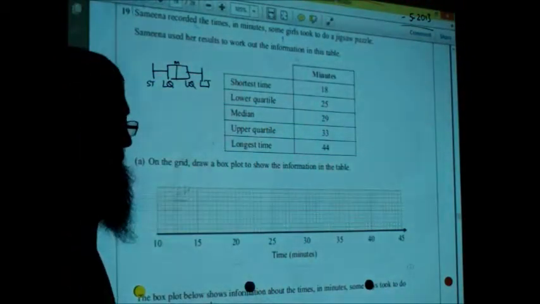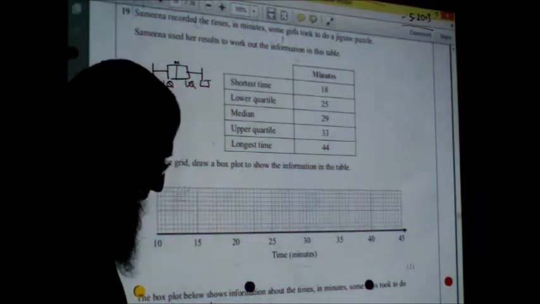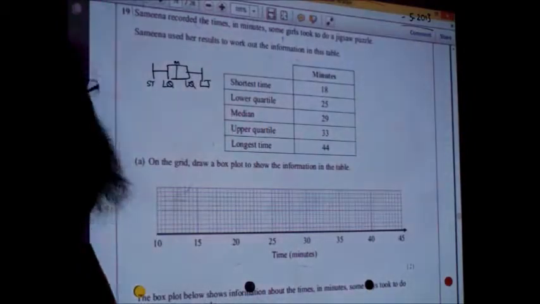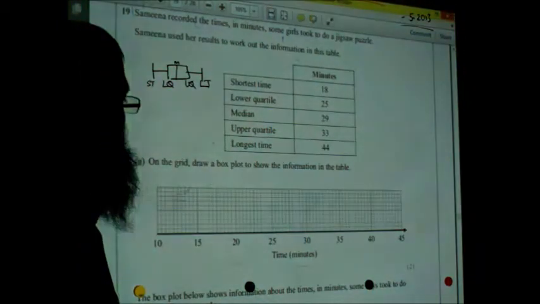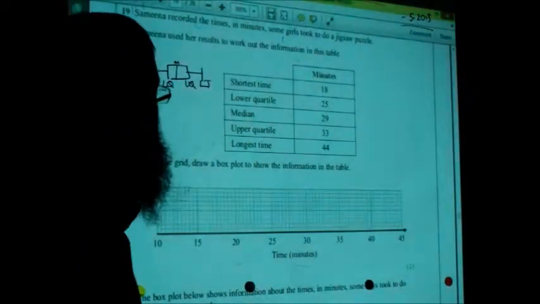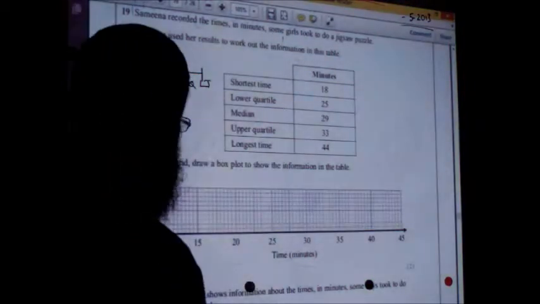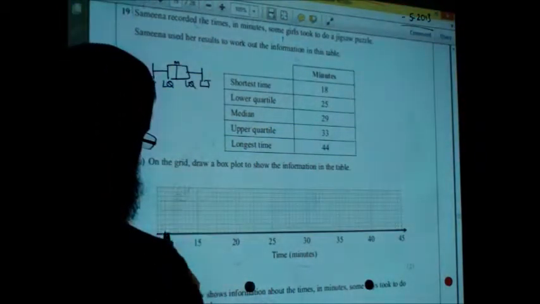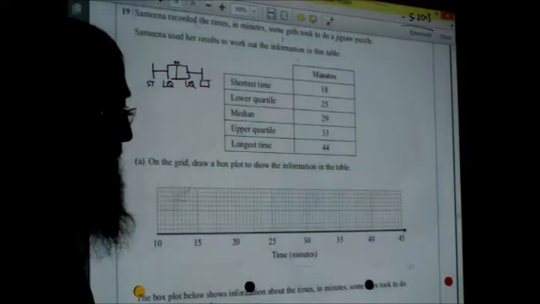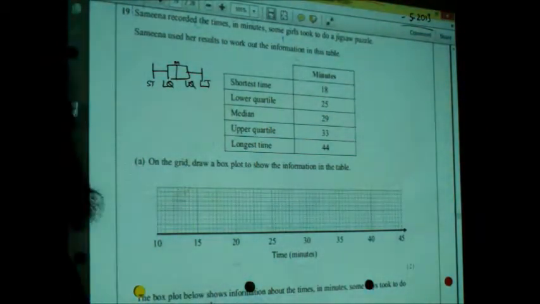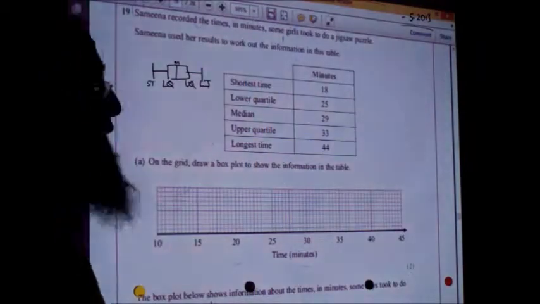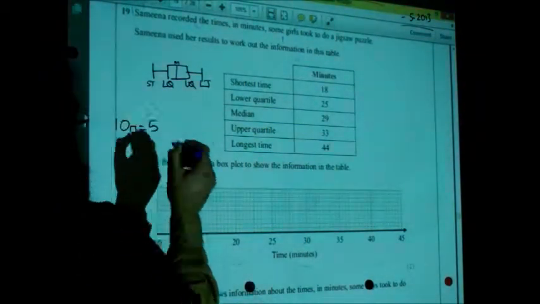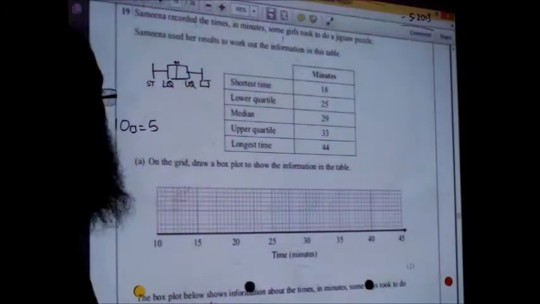Okay, right. I'm going to do this freehand at the moment. Please make sure when you copy this example, you use a ruler. Where I can use a ruler, I will use a ruler. Right, it says shortest time is 18. So let's look at the scale. Now from 10 to 15, we have 10 little boxes. We have 10 little boxes to represent 5.